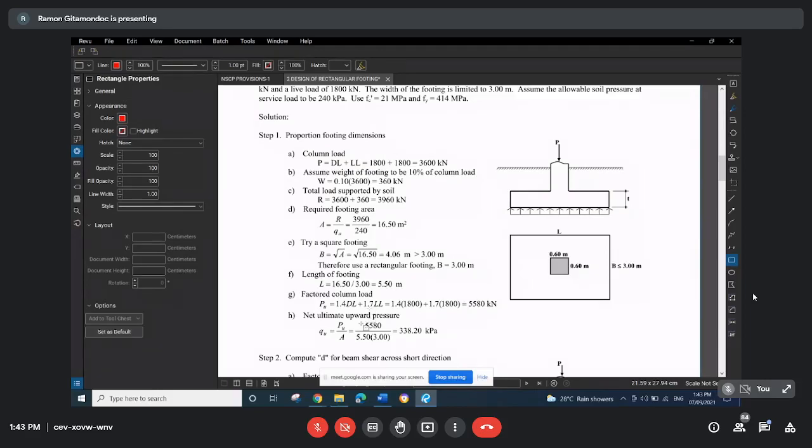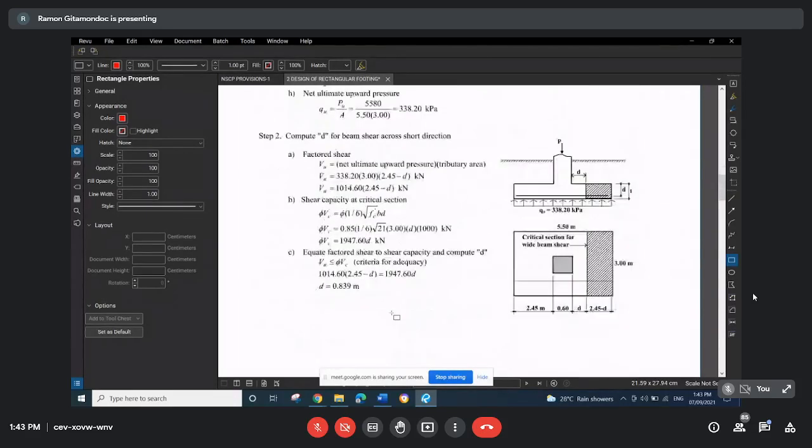Then the net upward pressure. So we divide the factored column load by the actual area of the footing, and we get 338.2 kilopascals. After this, we can now proceed to design the footing slab. The next step will be to calculate the depth required for beam shear, and next the depth required for punching shear.